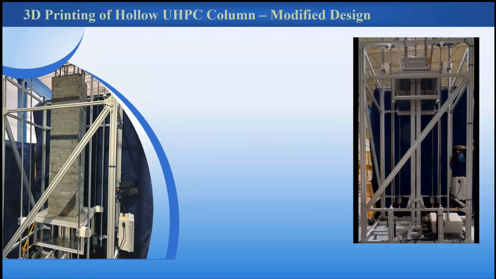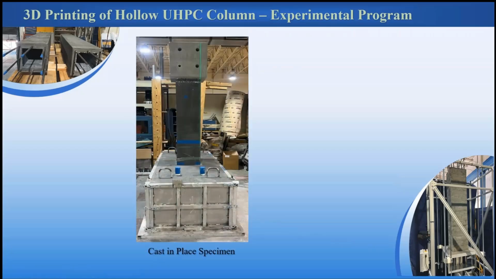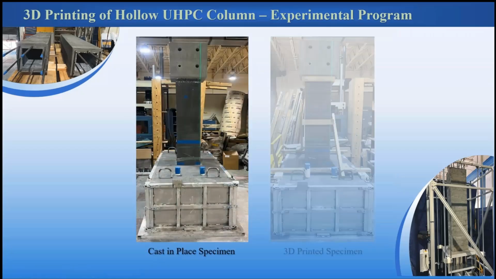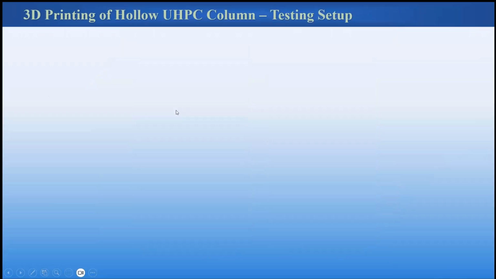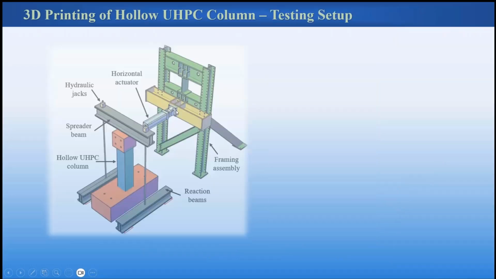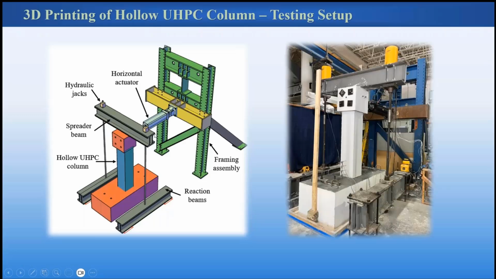These are cast in place. This is a hollow column. We took it and embedded the columns in the foundation, and then subjected the specimen to a constant axial load and a cyclic lateral load, as you see over here.